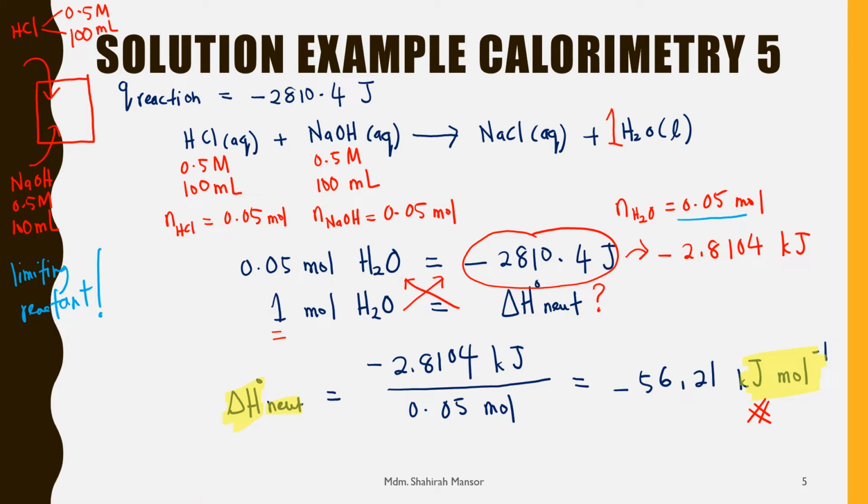So ingat, untuk konsep calorimetry, kita hanya akan deal dengan dua jenis enthalpy sahaja, iaitu enthalpy of combustion dan juga neutralization. So untuk mencari jawapan akhir kita dekat sini, sama ada enthalpy neutralization ataupun enthalpy of combustion, kita mesti kena relatekan dengan 1 mole of substance according to the definition kita.